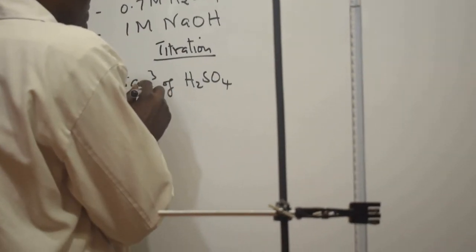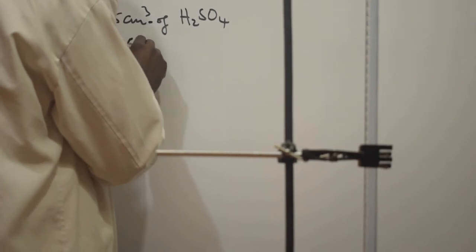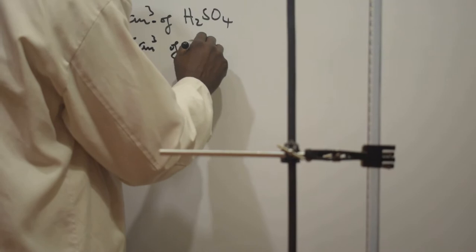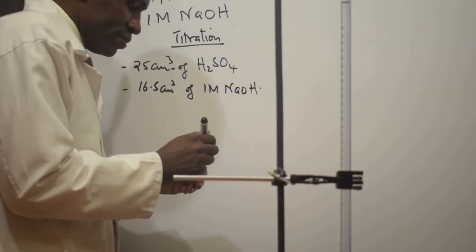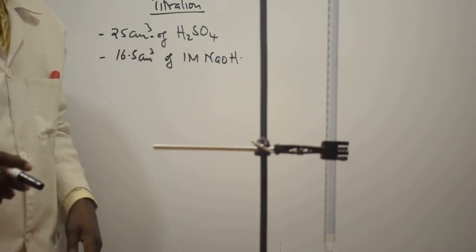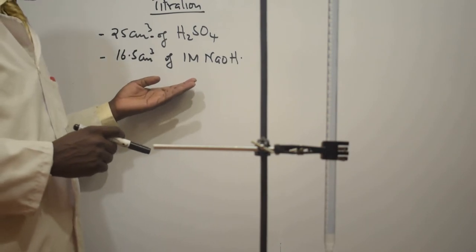16.5. So this one will be 16.5 cubic centimeters of 1 molar sodium hydroxide. Now, let us get into calculations.